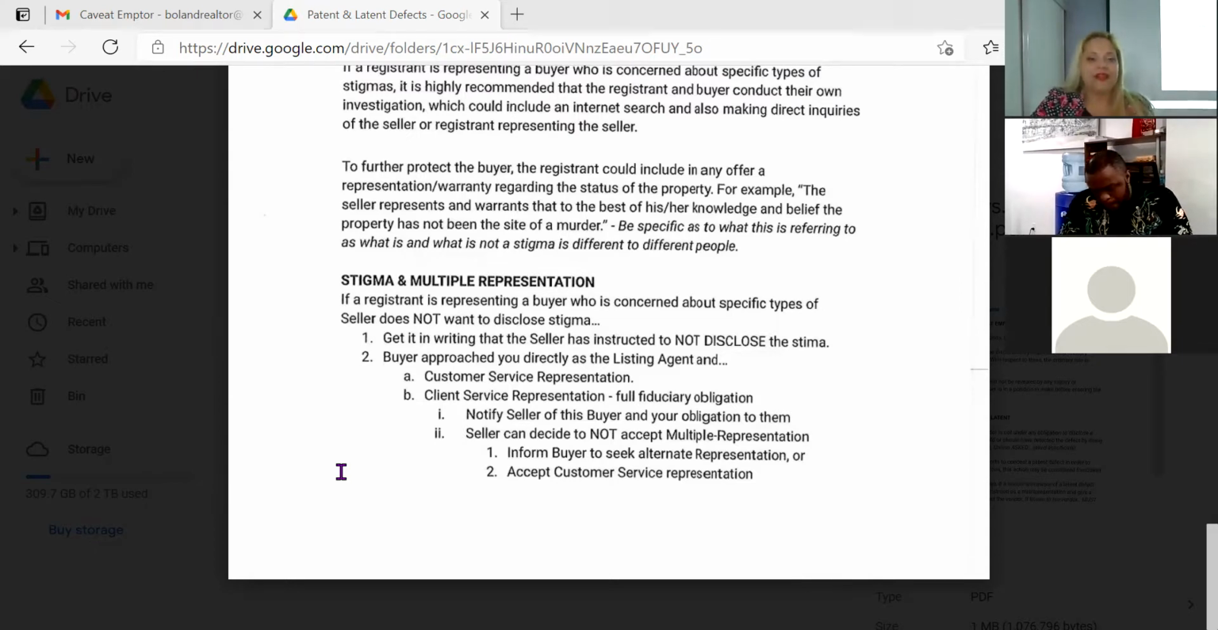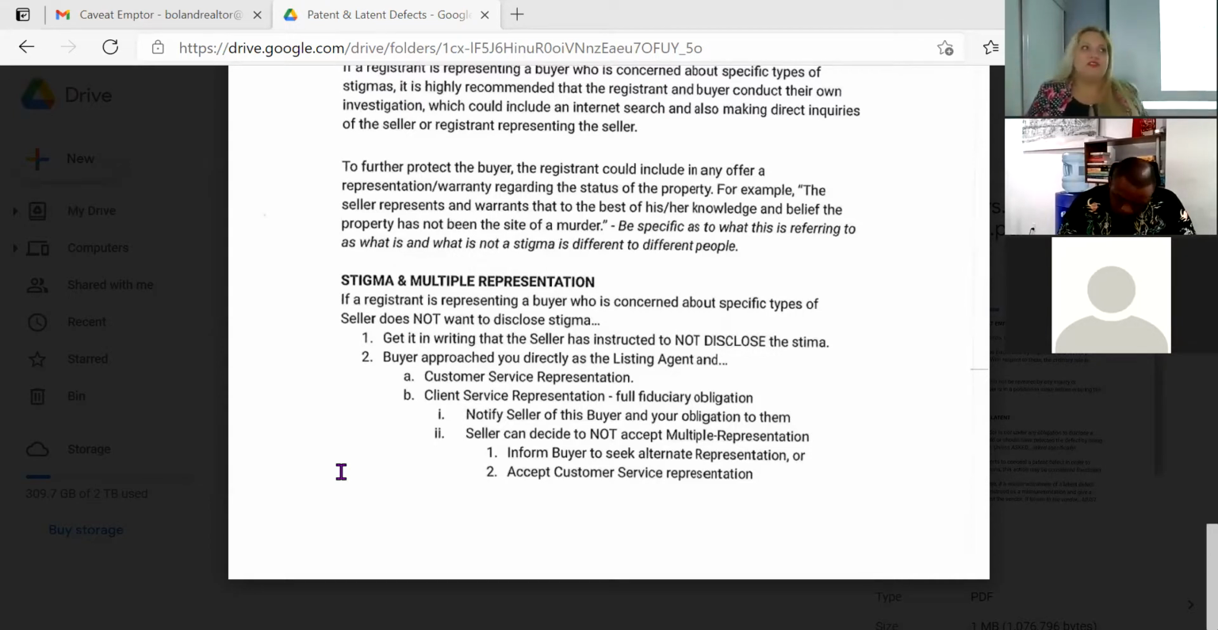Okay. A buyer approached you directly as the listing agent, and you can do customer service representation if it's a buyer coming, right? If you have client service representation, now you come into a sticky spot. You have to go back to your sellers. They've made you put in writing that it's not to be disclosed. When you have client service representation, you have full fiduciary obligation to them, meaning you have to disclose to them. So now you put them in a spot. You told your seller in writing that you're not going to disclose it.